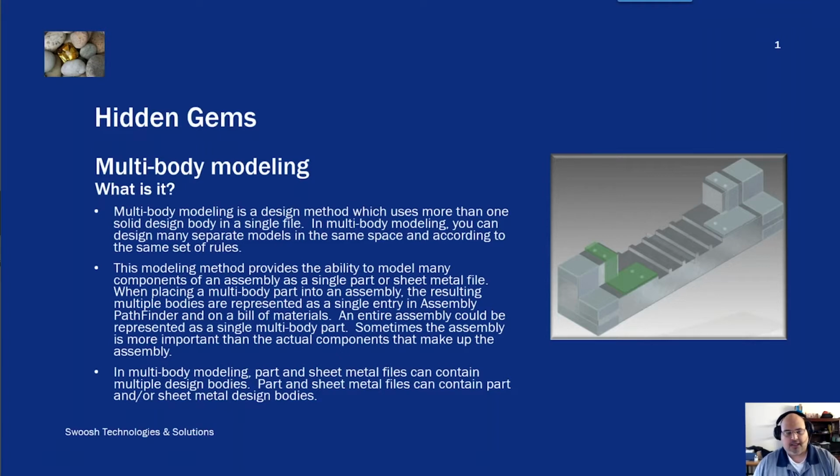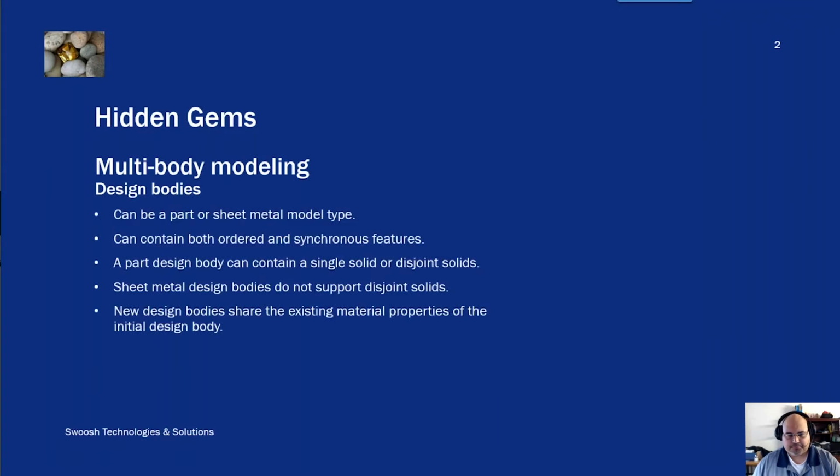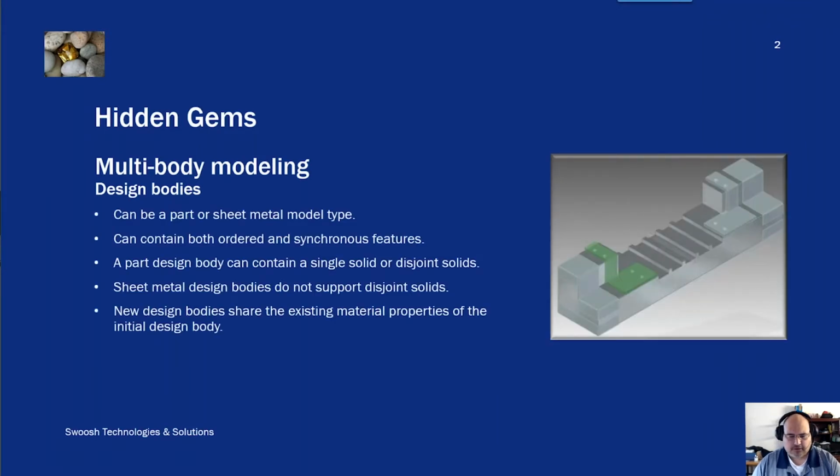But it's a powerful little tool that we can use, and what we can do is call it out. We can have this multi-body part called out as a single part, or we can choose to have it broken out into a separate, I want to say, quasi assembly, because it's being controlled from the master part. So it's a very cool little tool that we have here.